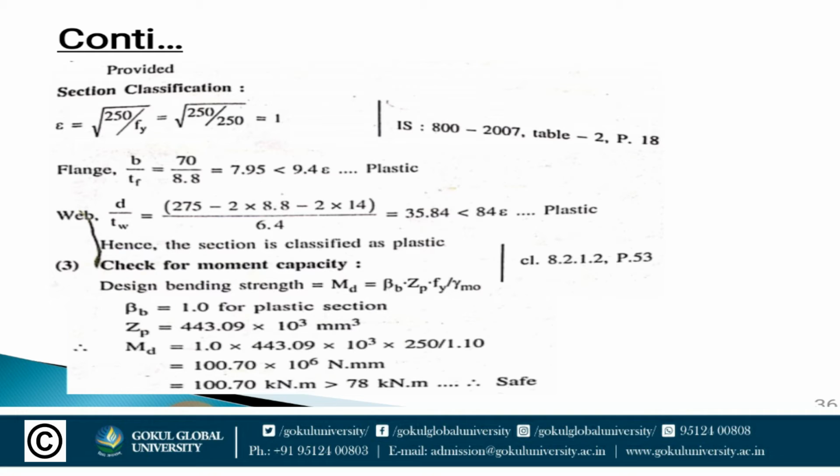So that way we have to check two ways. One is the moment capacity of the section and second is the shear capacity of the section. The check for moment capacity. For design bending strength, we go to the IS 800 clause number 8.2.1.2, page number 53. There we have an equation MD is equal to beta B ZP Fy upon gamma M0. Beta B is equal to 1 for the plastic section, ZP we identified, so we got the moment. It is the design moment of this section which we provided.